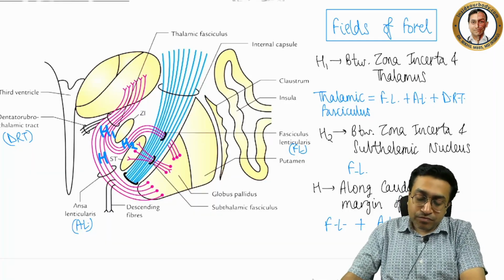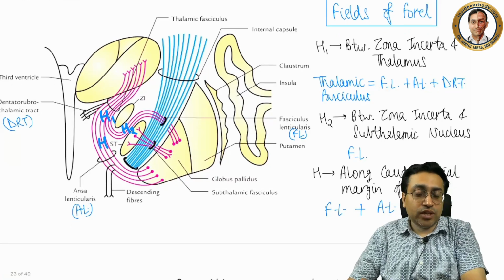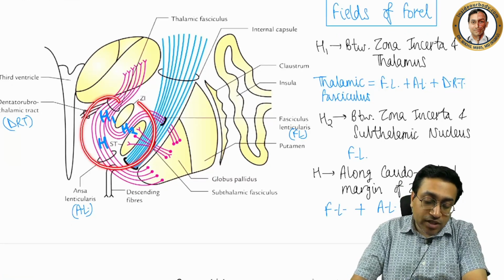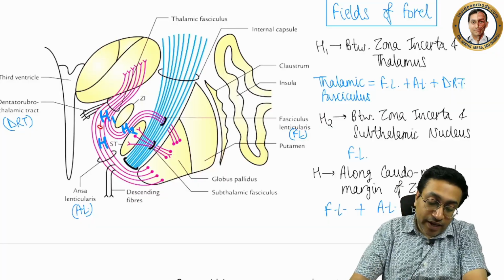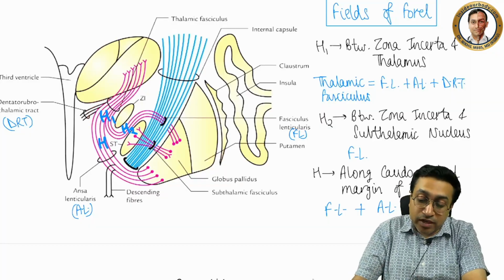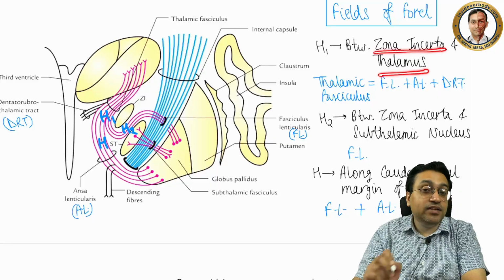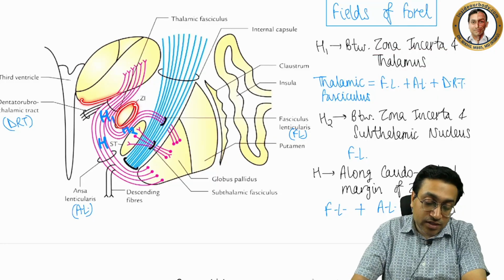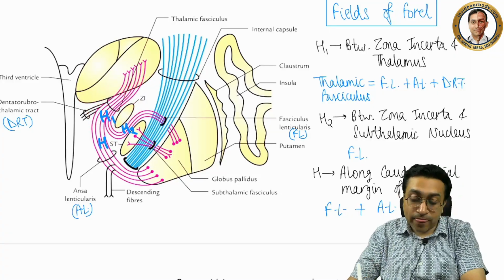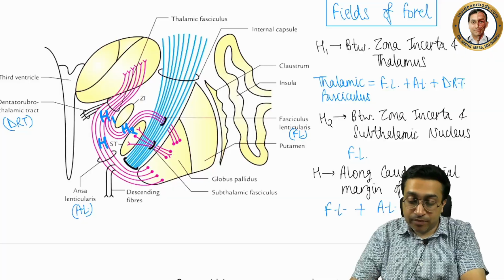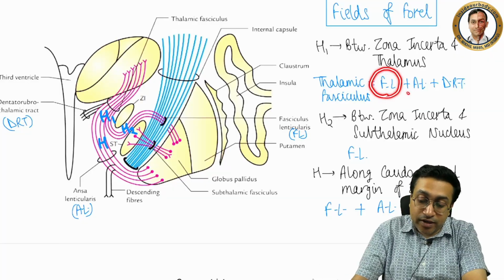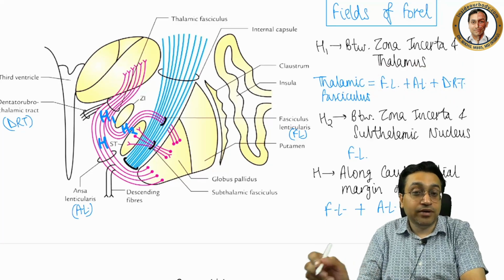Okay. Now see, the fields of Forel is nothing but the nomenclature given to these fibers where they are passing through. So the first one, you can see, is the H1 bundle. H1 lies between the zona incerta and the thalamus. So this is zona incerta, this is thalamus. Between this area, the zone becomes the H1 zone. What is the fiber? That is the thalamic fasciculus which is running between them. That is fasciculus lenticularis, ansa lenticularis, and the dentato-rubrothalamic tract.